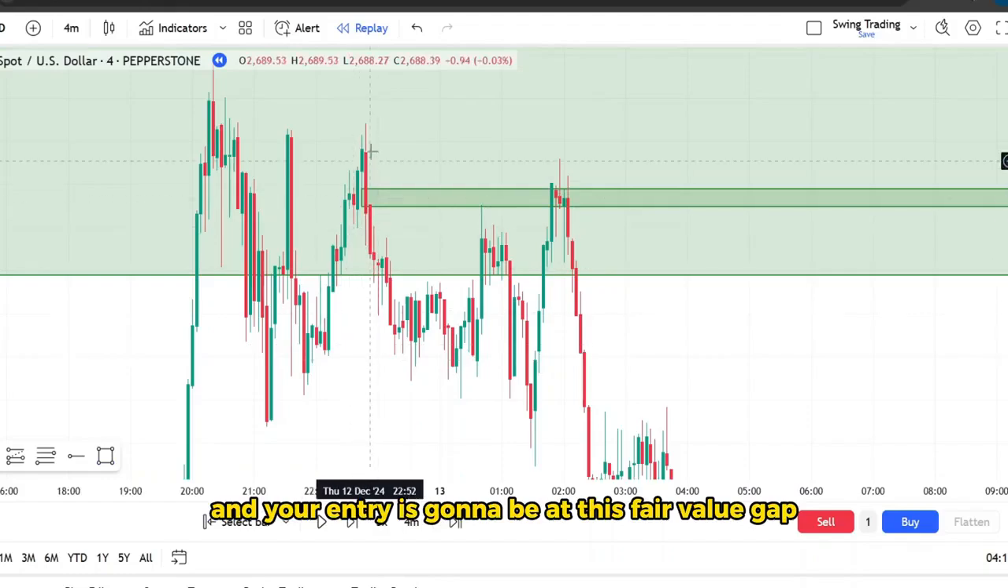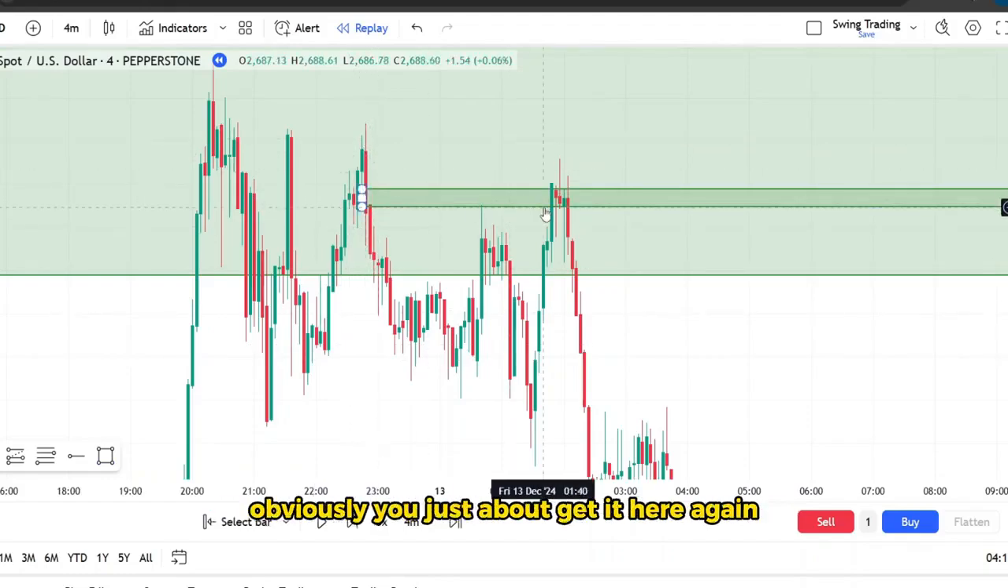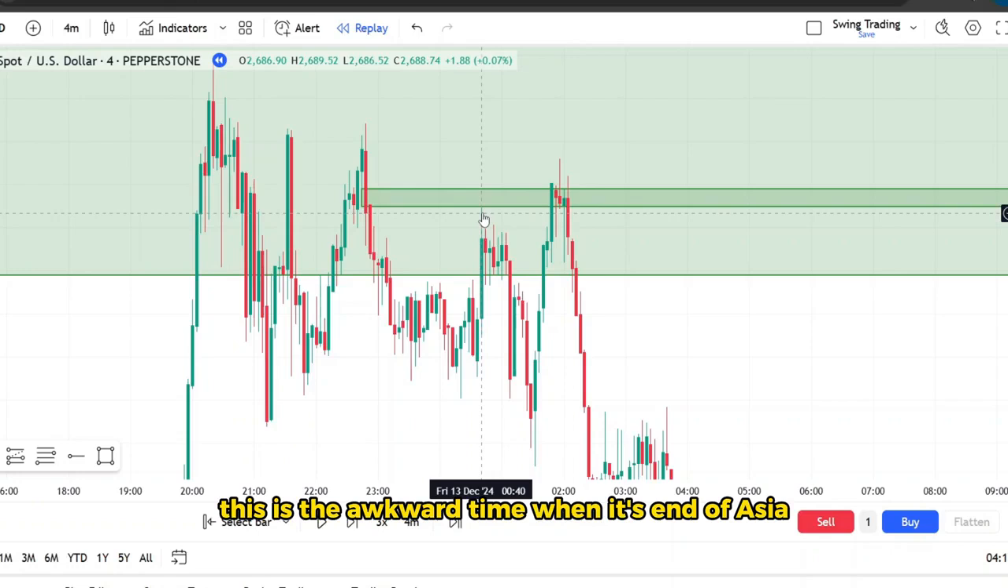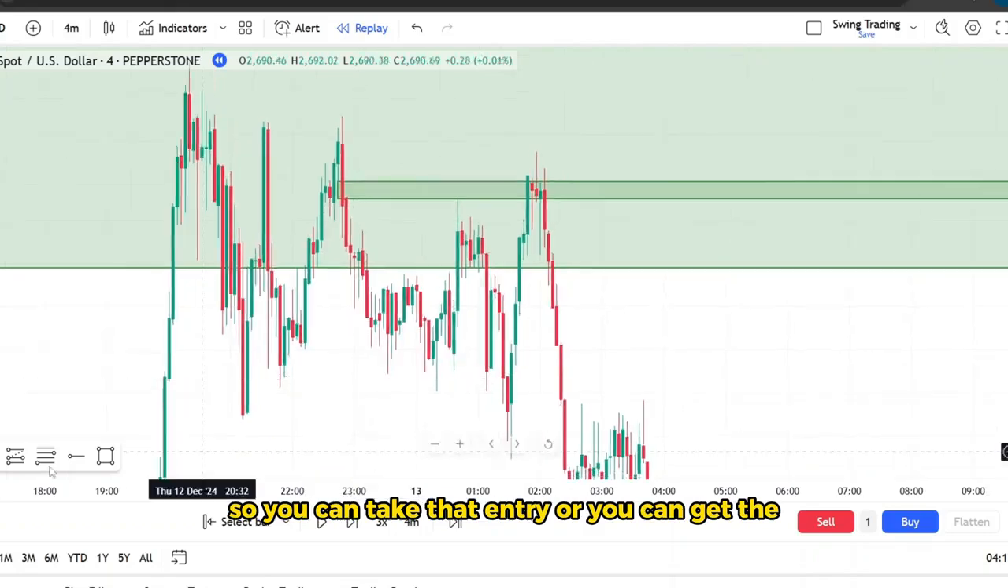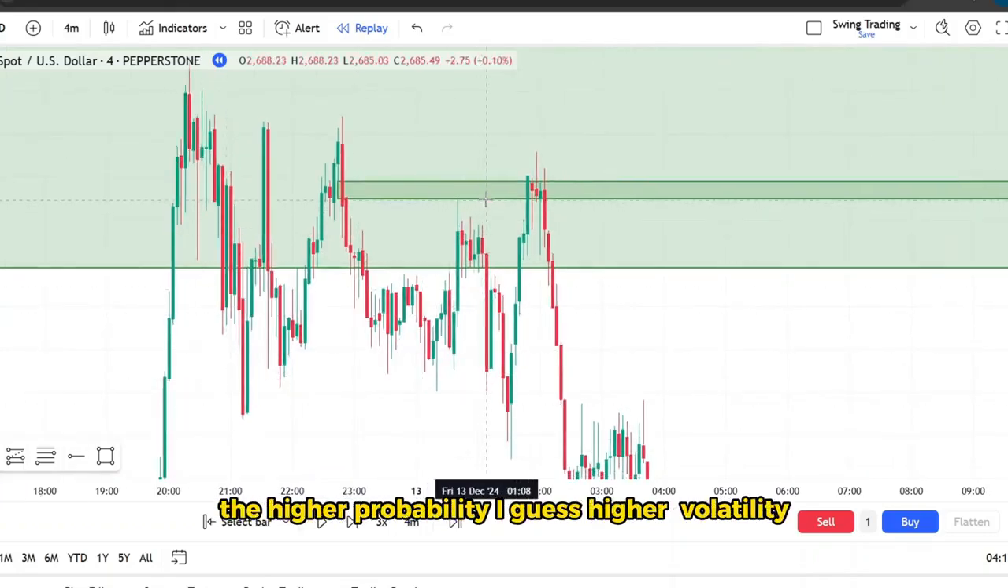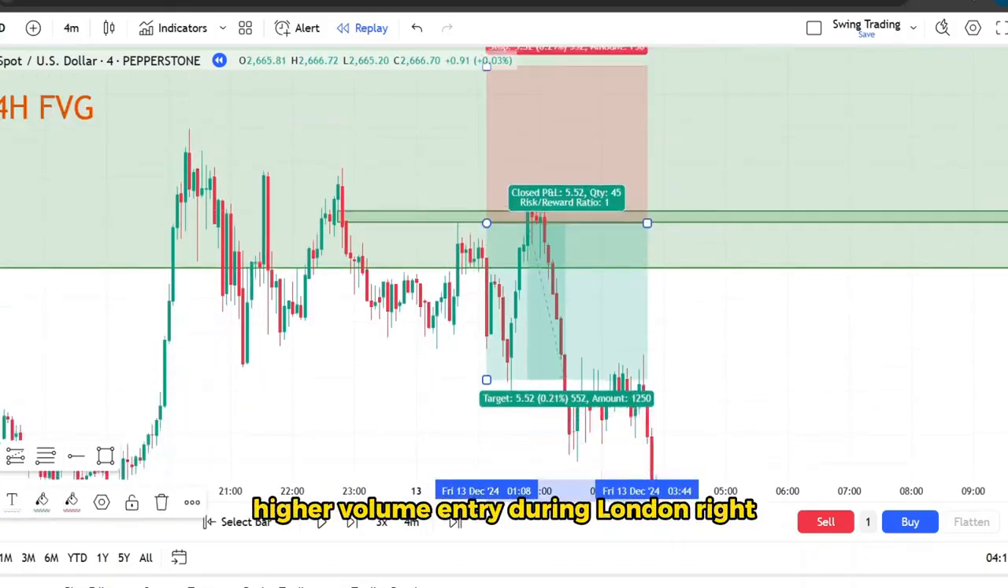And your entry is going to be at this fair value gap, obviously. You just about get it here. Again, this is the awkward time, when it's end of Asia and it's not the beginning of London yet.